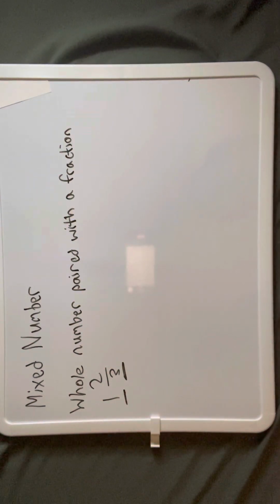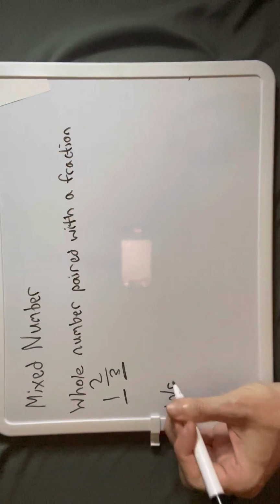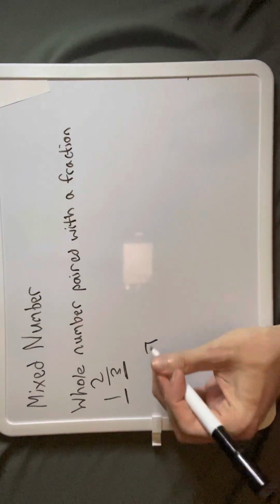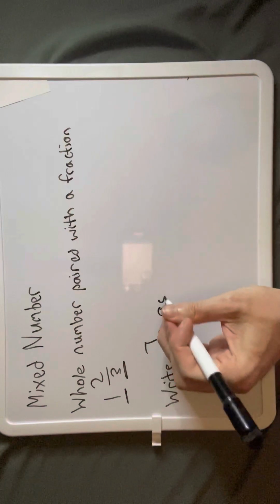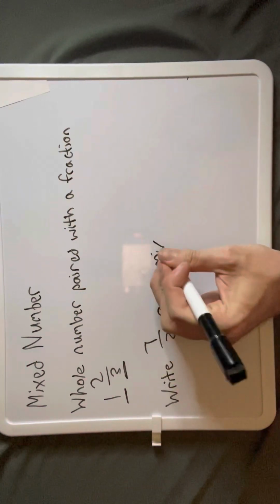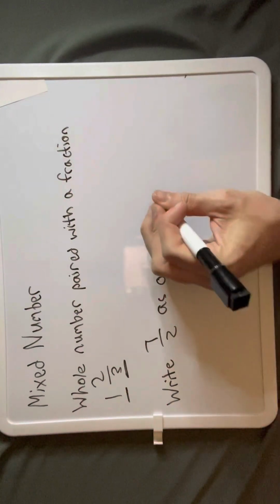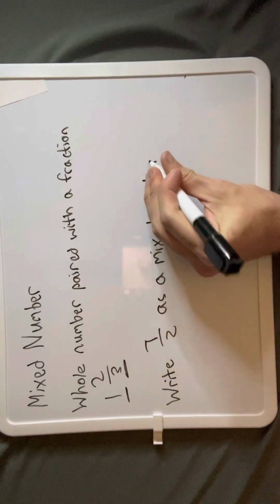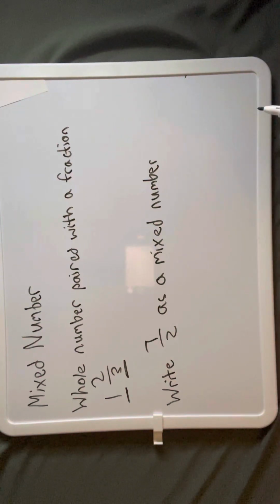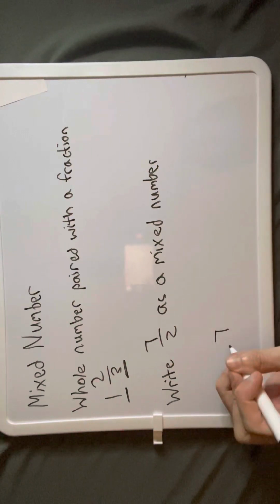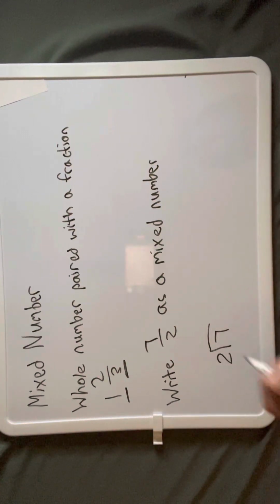Now, why is this important? Like I said, it's something we might see on one of our tests. For instance, we could see, write 7/2 as a mixed number. Now, what is one of the ways we might go about doing that? Well, much like we did with the whole number, we could take our 7 and divide it by 2 and see what that gets us.